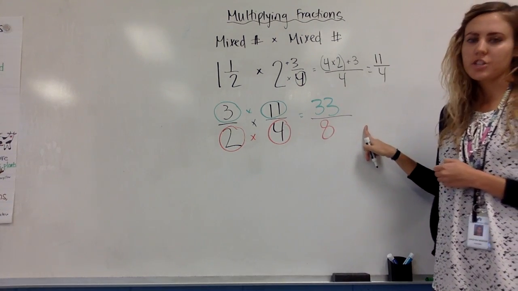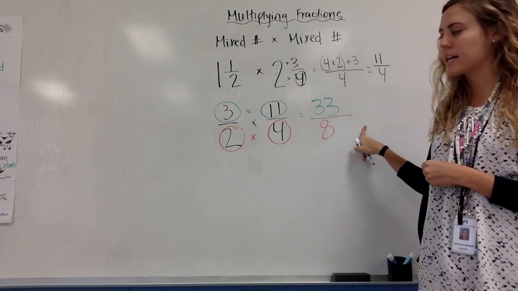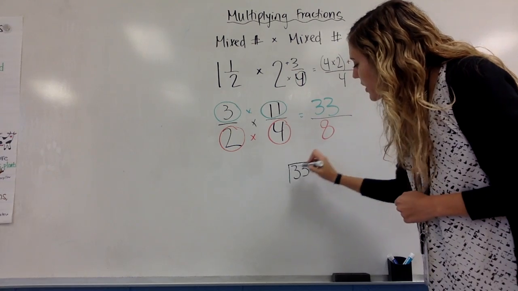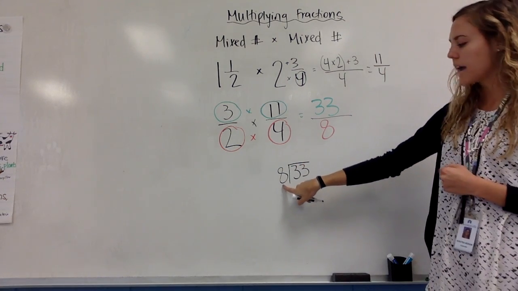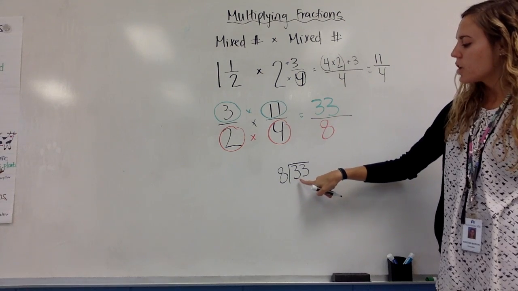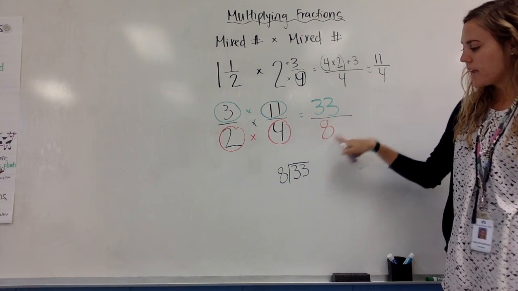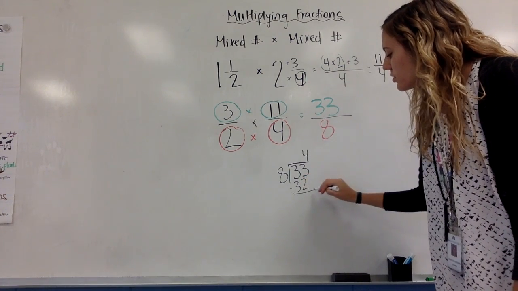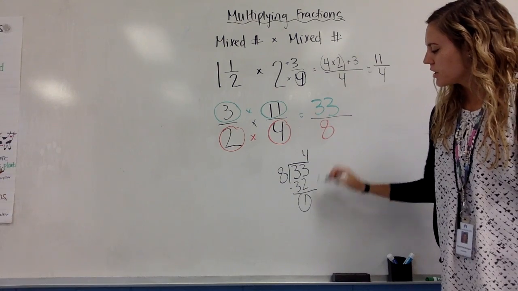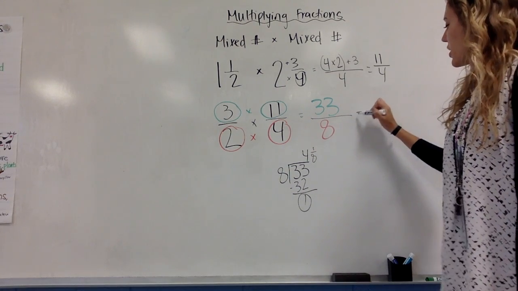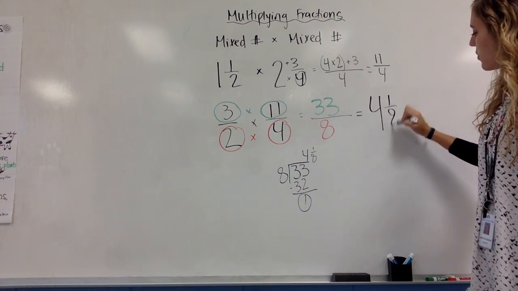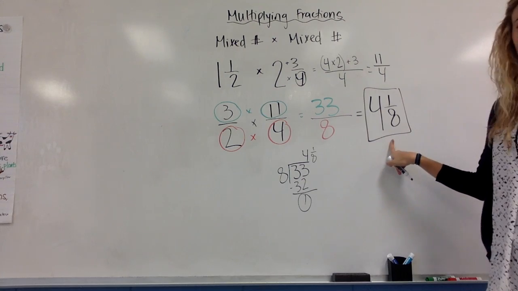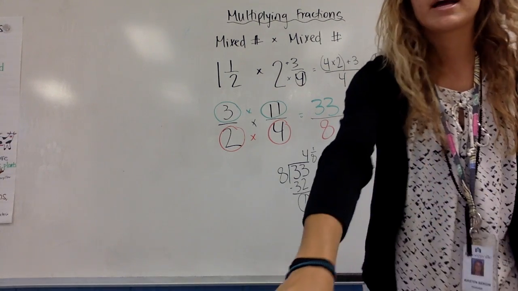This is an improper fraction, and we want to always change our improper fractions back to mixed numbers. So I'm going to set up my division problem where my numerator goes inside the house and my denominator goes outside the house. So I have 8 going into 33, or 33 divided by 8. So 8 can go into 33 4 times, which equals 32. Subtract, and I get 1 left over. So I know that 33 over 8 equals 4 1/8, which is 1 1/2 times 2 3/4 equals 4 1/8. And that is multiplying mixed numbers.